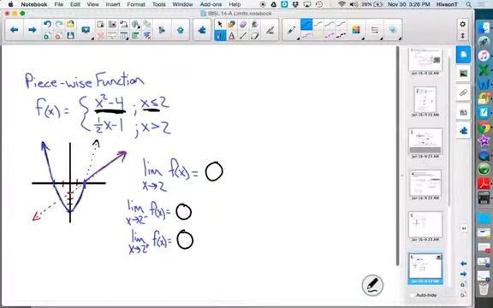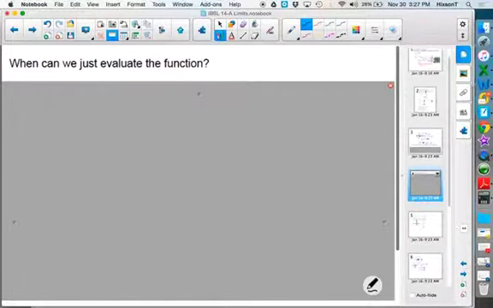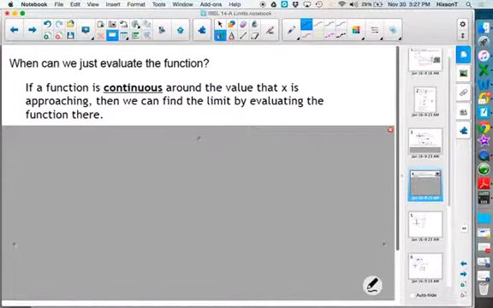So the question becomes then, when can we just evaluate the function, and when do we have to use some other method, like a table or looking at the graph or something like that? Okay, and the answer is this, okay? If a function is continuous around the value that x is approaching, then we can find the limit simply by evaluating the function there. So it's got to be continuous. So it can't be piecewise.